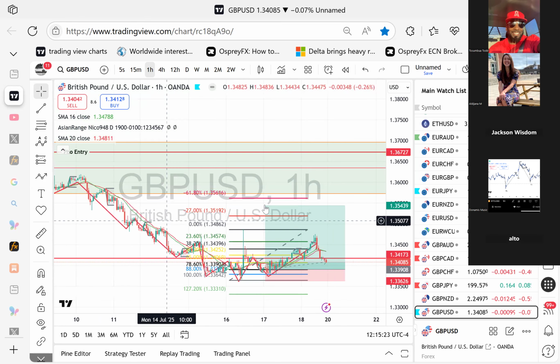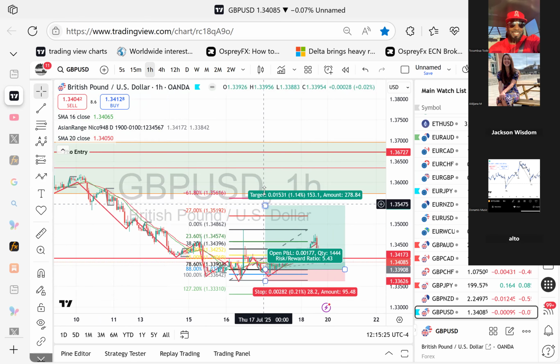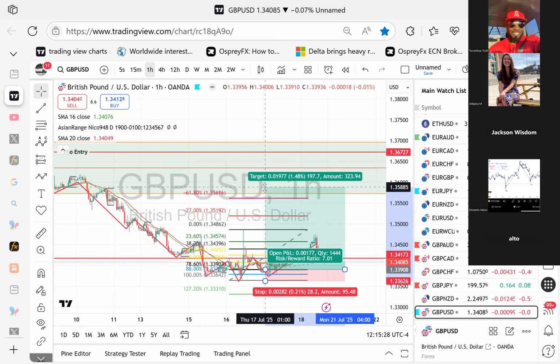Okay, so the target would be those negative 61. For me, negative 61 is a guide. This is my target right here, this imbalance. Okay, I see what you're talking about. So my risk reward will be 7%.